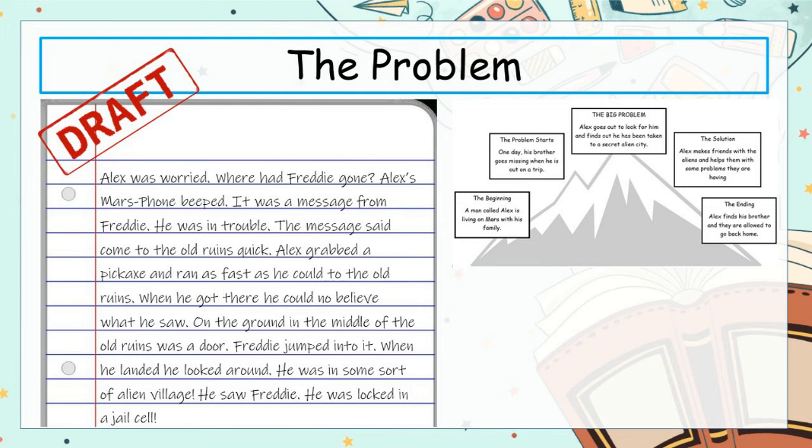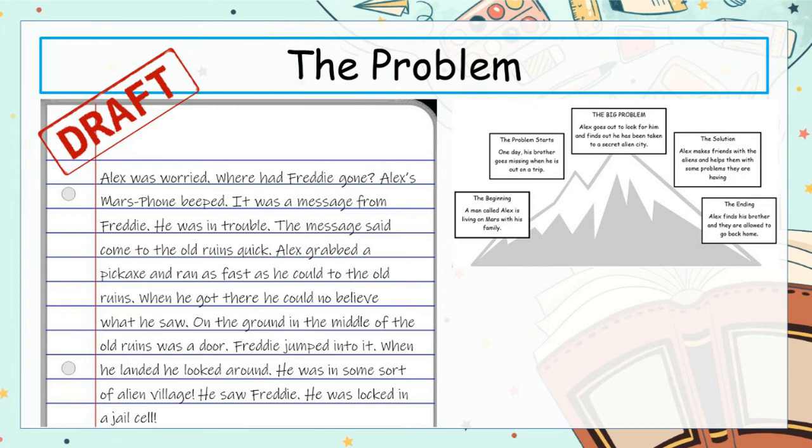Here's what I wrote. Alex was worried where Fred had gone. Alex's Mars phone beeped. It was a message from Freddy. He was in trouble. The message said, "Come to the old ruins, quick." Alex grabbed a pickaxe and ran as fast as he could to the old ruins. When he got there, he could not believe what he saw.